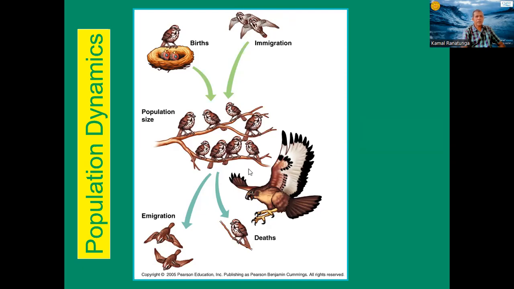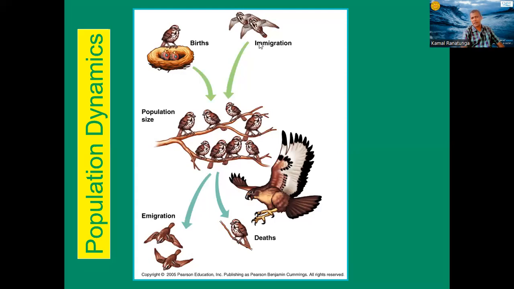So in the middle, you have the population size, the present population size. That population size can increase by birth, which will add more individuals to the population, and by immigration. Any newcomers from a different population, a different group, or a different area, if they come to this area and join the population, then the population size will increase. So births and immigration.